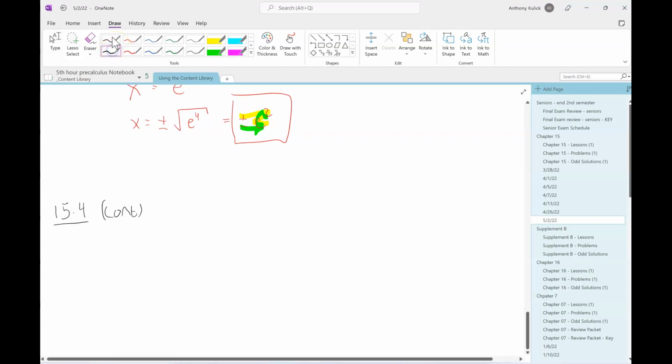So we're going to see a handful of models here that can be used in the real world that involve exponential or logarithmic equations. So the first one is sound intensity.